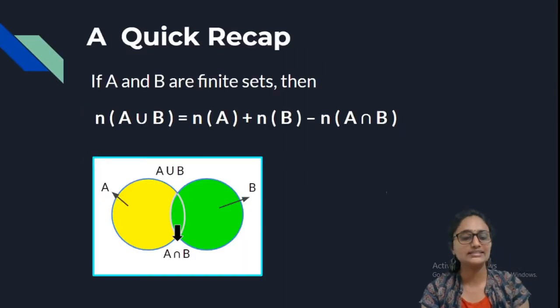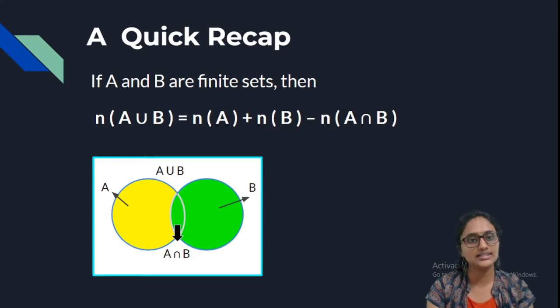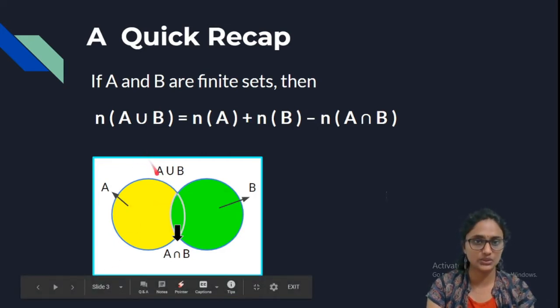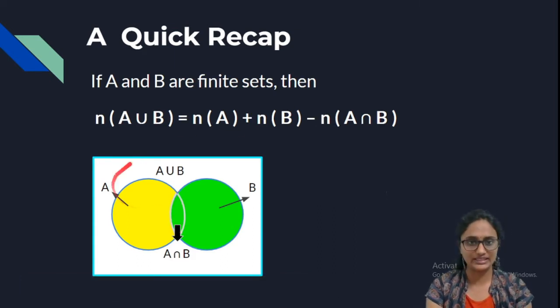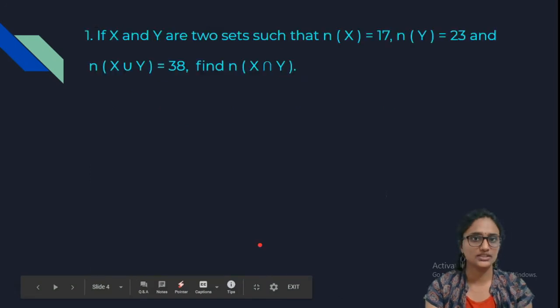The main theory that we will be using in this section is that if we are given two finite sets A and B, then the number of elements in A union B will be equal to the number of elements in A plus the number of elements in B minus the number of elements in their intersection. This can be clearly seen from the Venn diagram. So let's move on to the problems.